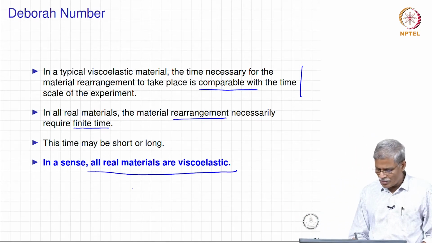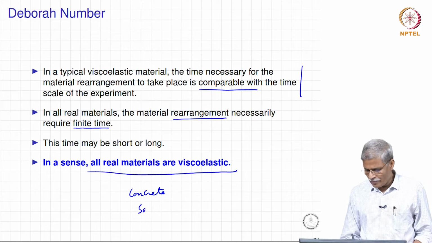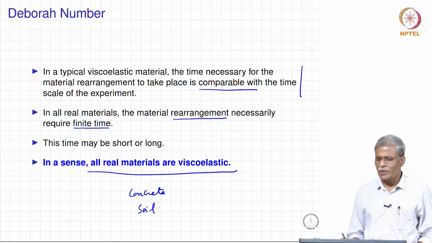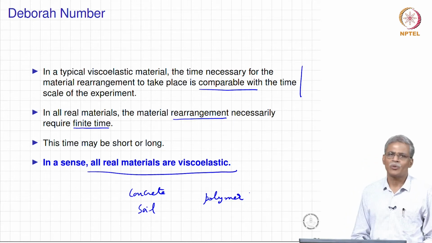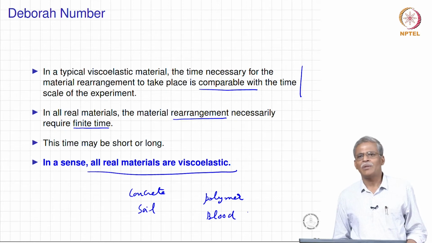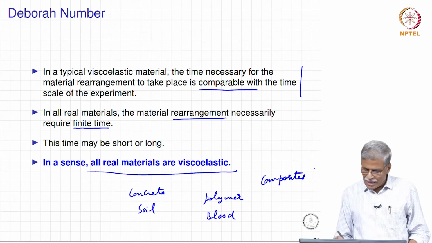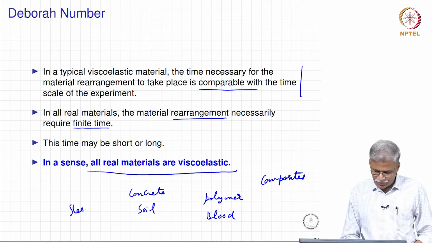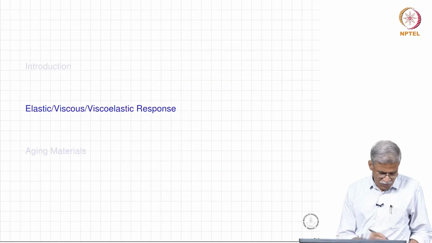In fact, to give an example, you have seen concrete behaving like a viscoelastic material, soil behaving like a viscoelastic material, almost all the polymeric composites are viscoelastic materials, human blood is a viscoelastic material, most of the composites that you see are viscoelastic in response, and under very high temperature even steel will behave like a viscoelastic material, right.